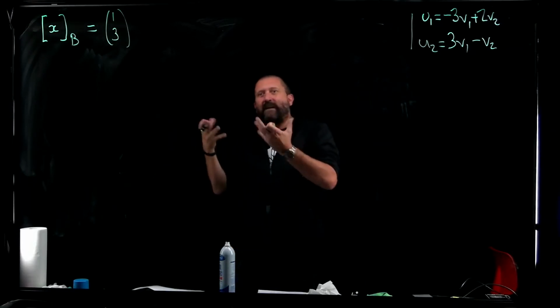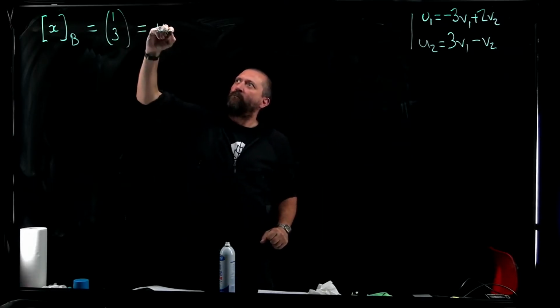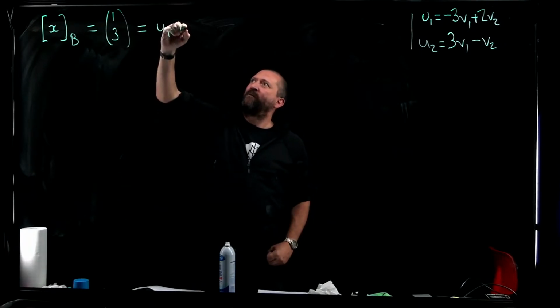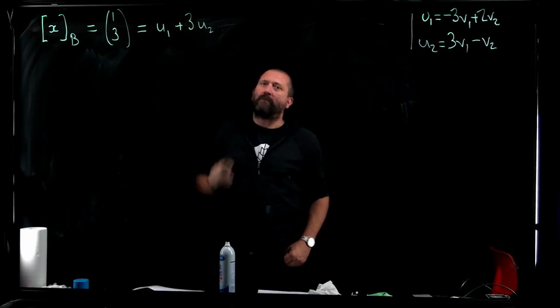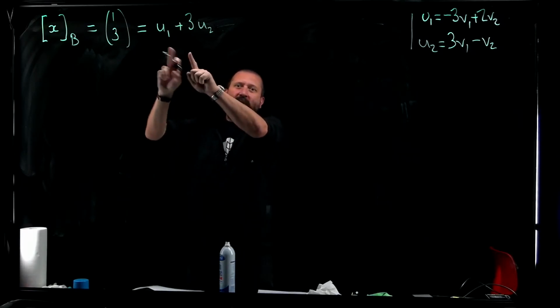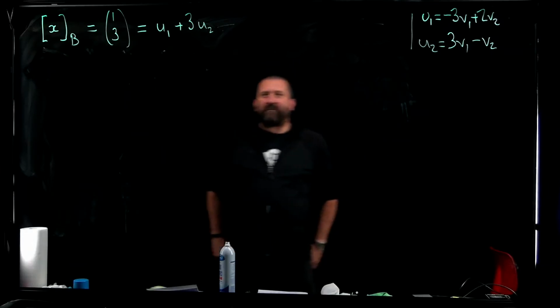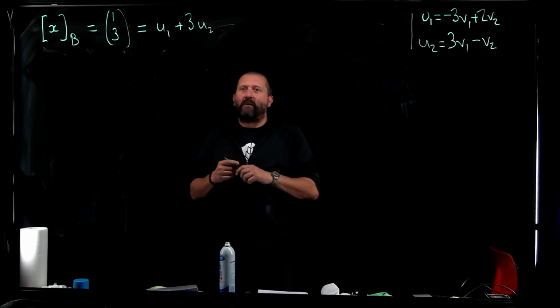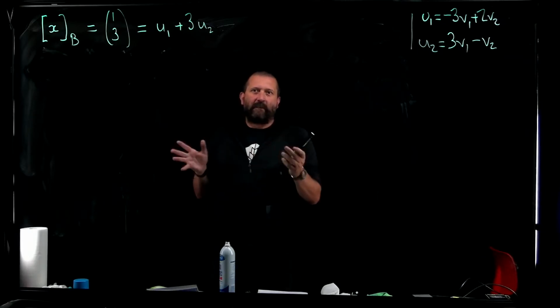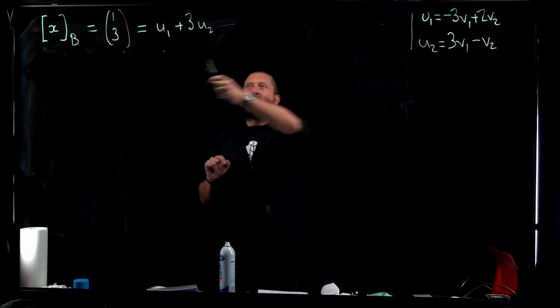It's in the coordinate system B, so this means that it's actually u1 plus 3 u2. I'm expressing this point as a linear combination of these two vectors, u1 and u2. So that is the expression for x in the basis B.